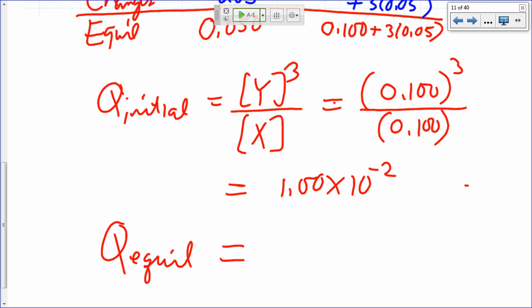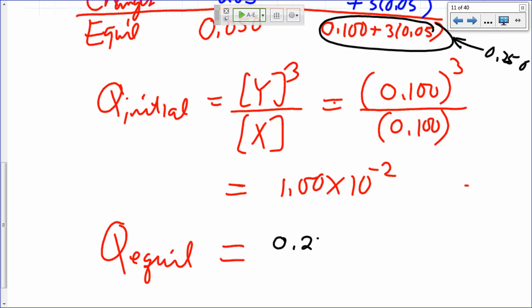What's my Q at equilibrium? What do I have at equilibrium? This one right here. That's my Y at equilibrium, right? So that's going to be 0.1 plus 3 times 0.05. 0.25? Okay, so this is 0.250 actually. So I have to cube that.